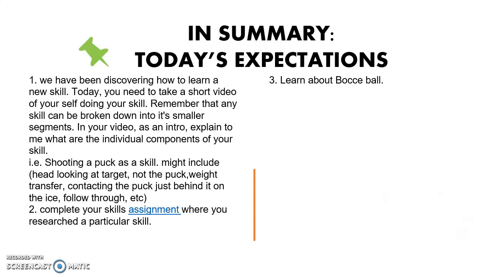But shooting a puck as a skill might include, for instance, where are your eyes? Head looking at a target, not at the puck. Weight transfer, shifting from left to right. Contacting the puck just behind the ice, making sure it's not too far ahead, too far back. Following through. Okay, every simple skill can be broken down. So take your skill and tell me, what are its individual components?